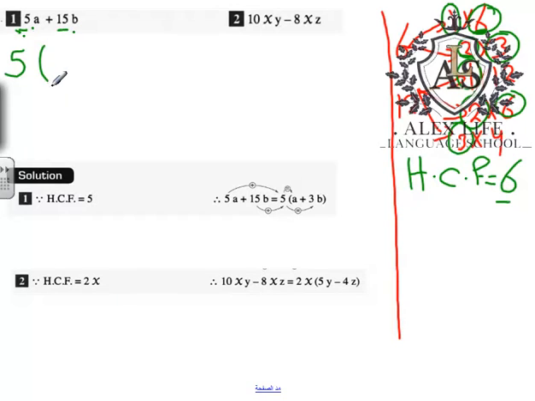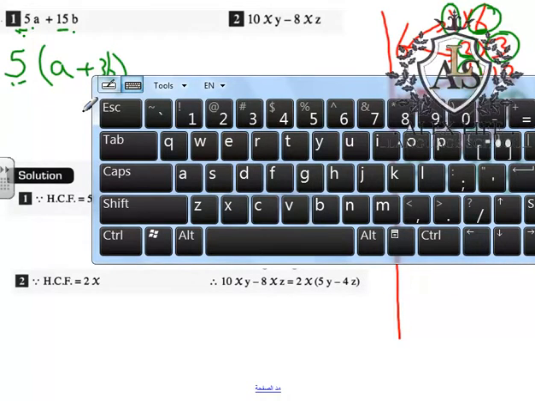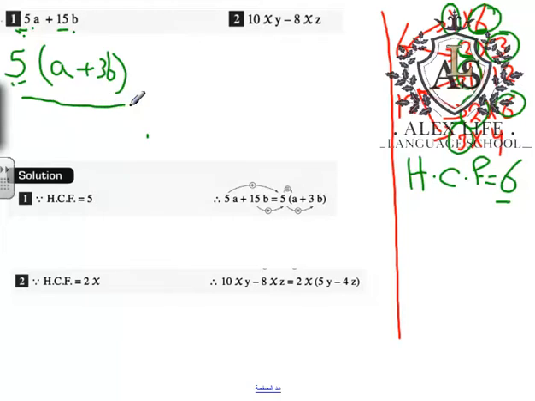And do we have a common factor between a and b? No. So we open the brackets and we divide all this expression by this term 5. 5a divided by 5 is equal to a, plus 15 divided by 5 is equal to 3, and b. Now we make a factorization. What's the meaning of factorization? Reach two expressions or two terms that we multiply between them. Okay? This way is factorization by HCF.